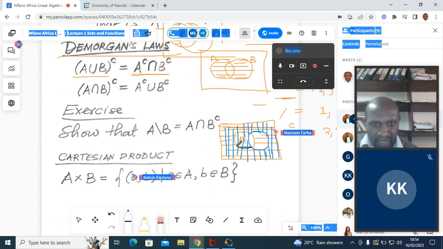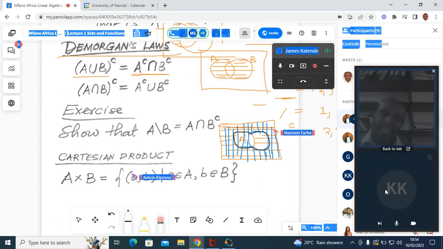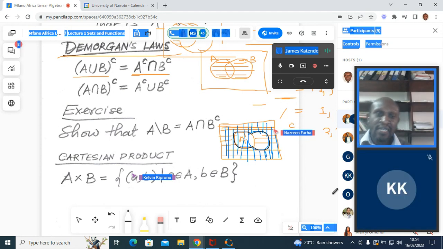So now the only part that is common to this shaded area, the blue shaded area, and the brown shaded area, is the part that is outside these two sets. So the intersection of the complement of A and the complement of B, where B is this other set, turns out to be the same as this unshaded area. I hope that makes sense.